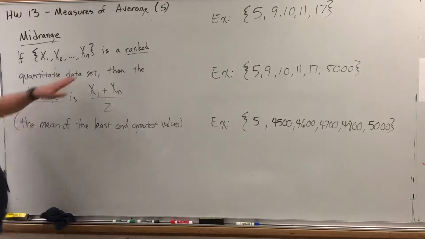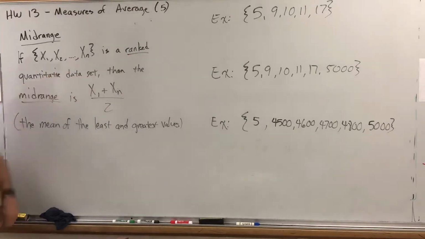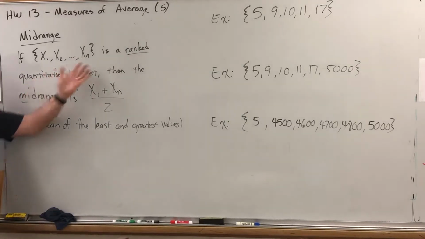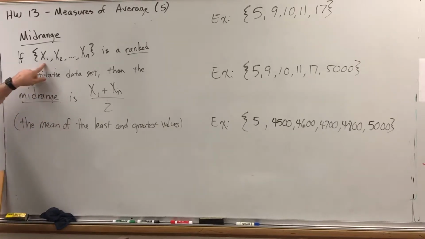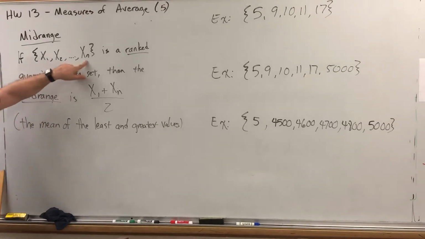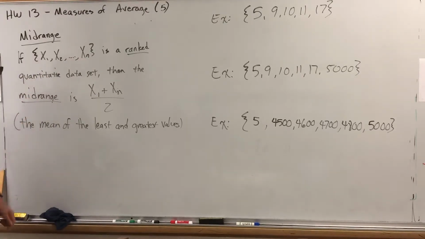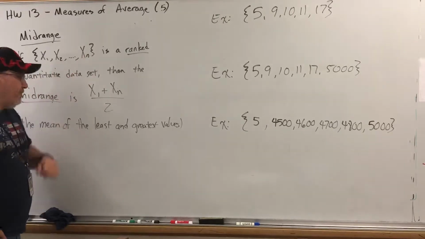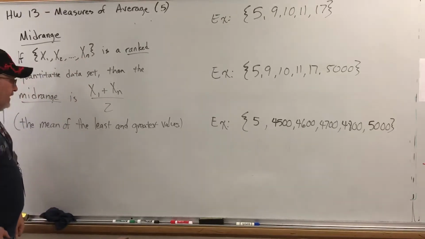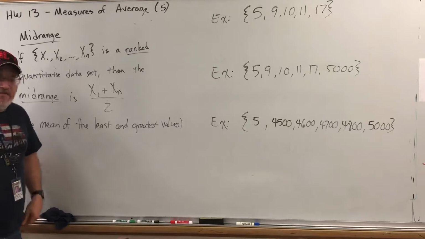Let's say we have a ranked quantitative data set. So it means we have numbers and they're in order. So first number, second number, all the way to the nth number, whatever it is. But they are in order. Then the mid-range is the first plus the last divided by 2. In other words, it's the mean of the least and greatest values.